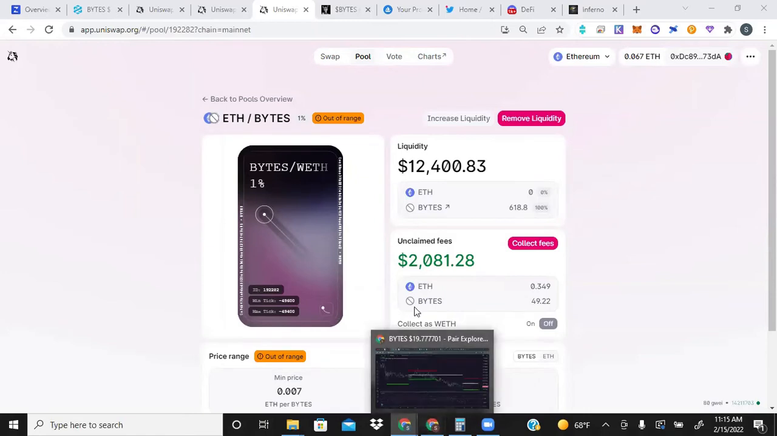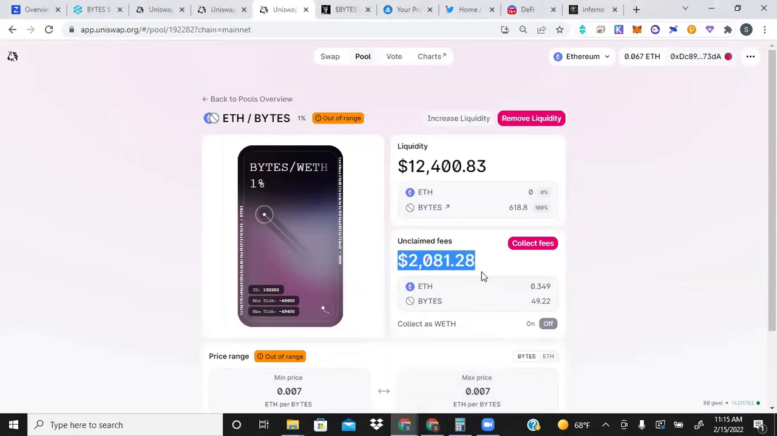To start off, from last video, I was about $1,400 in fees. Over the past day, it's gone up to about 2,000, and some of that USD dollar value is just because the price of Ethereum has gone up. So I think that's the reason why it's up slightly there. So let's just keep moving on.